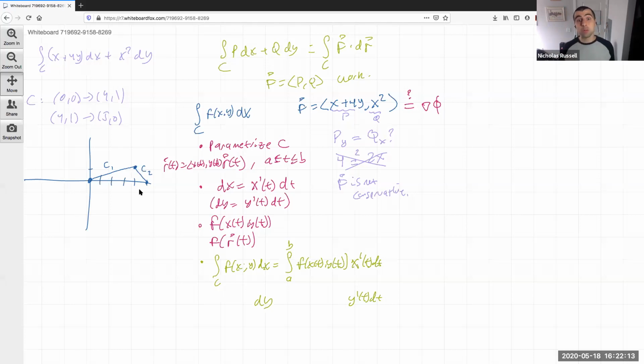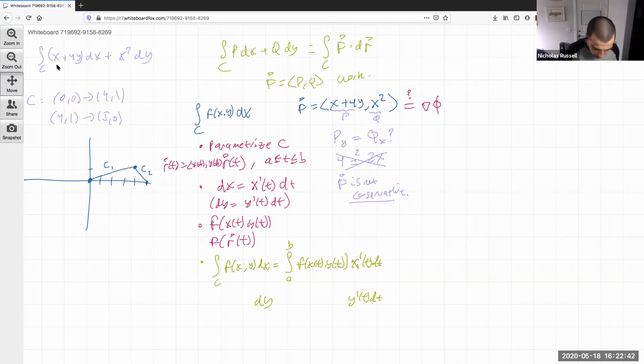Because a lot of these problems don't tell you specifically what technique to use. So in this case, we know it's not conservative, and we know the curve is not closed. So we have to do the brute force method. The brute force method is exactly the process I described here. We must take this dx, exchange it for x prime, take this dy, exchange it for y prime, and then evaluate from there.